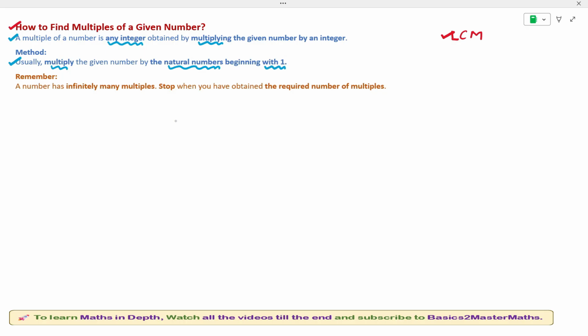Remember, a number has infinitely many multiples. So, stop when you have obtained the required number of multiples. Got it?